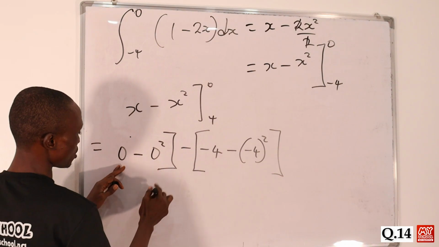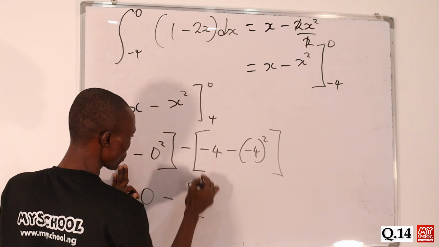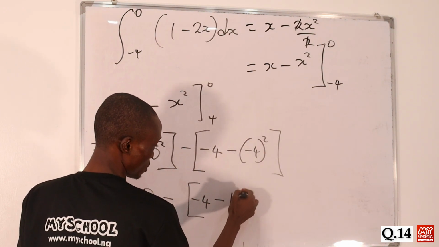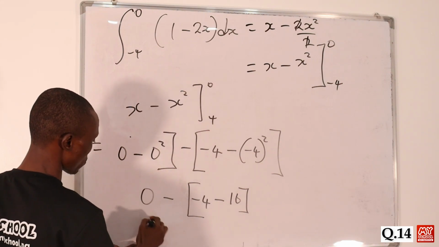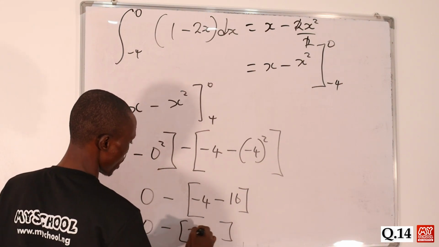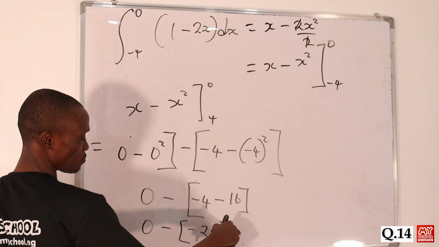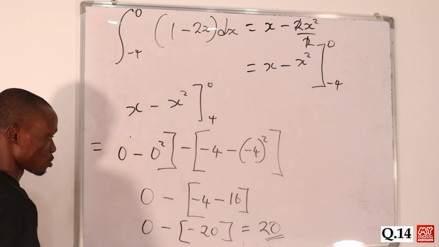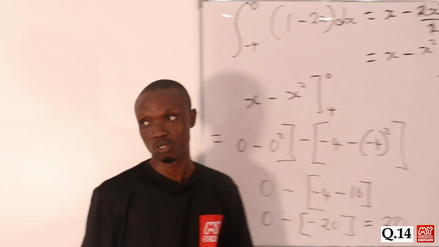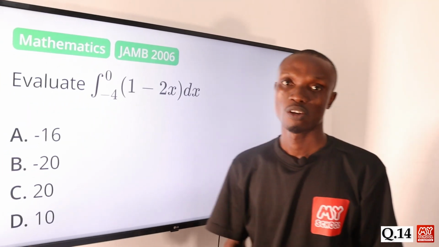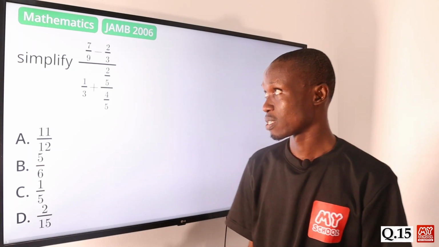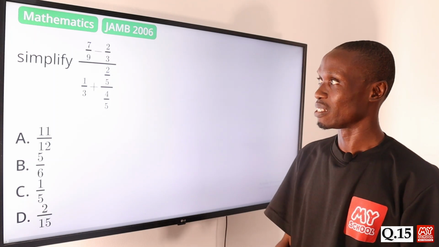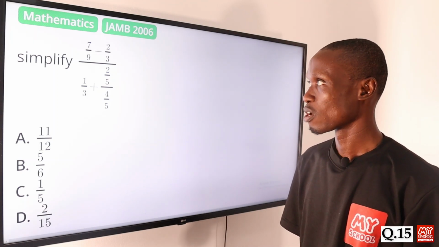So everything here is equals to 0, then minus, here we'll be having minus 4, then minus, now minus 4 squared is equals to 16. Okay, so that at the end of the day we have 0 minus in bracket minus 20, but remember this minus is multiplying everything inside the bracket, so that will be equals to 20. Okay, so let's return back to the screen to pick the correct answer to this question, and that is option C, 20.